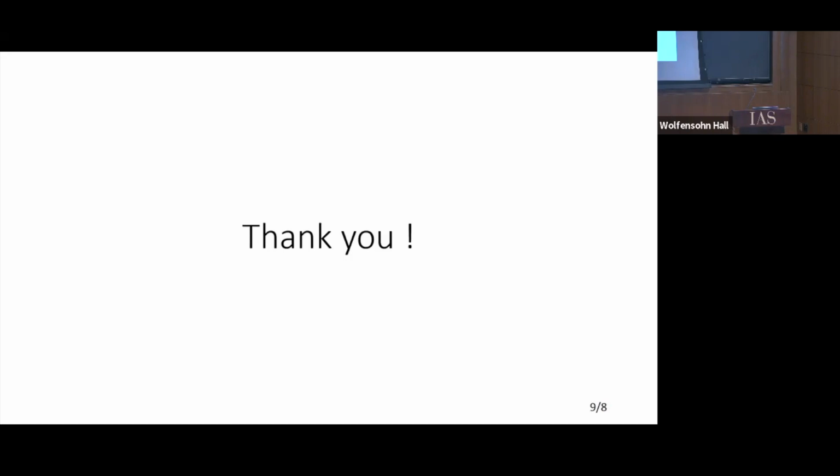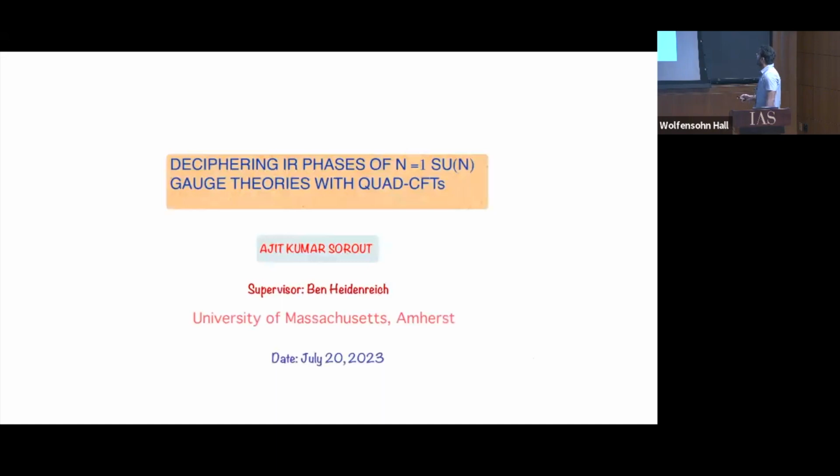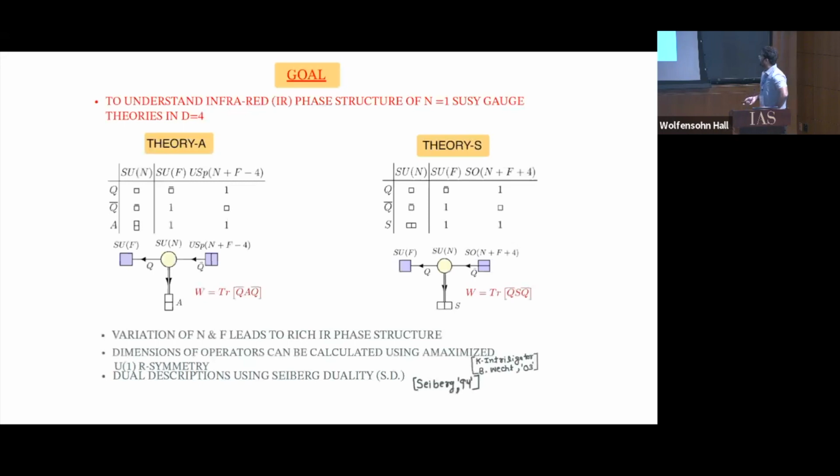Ajit Kumar from UMass Amherst. Good evening, everyone. Today I will talk about our upcoming work, about deciphering the phases of N=1 supersymmetric SU(N) gauge theory using quiver CFTs. The focus of our study is two very simple SU(N) gauge theories. In one, we have matter in the fundamental, anti-fundamental, and anti-symmetric representation. In the other case, we have matter in the fundamental, anti-fundamental, and symmetric representation.